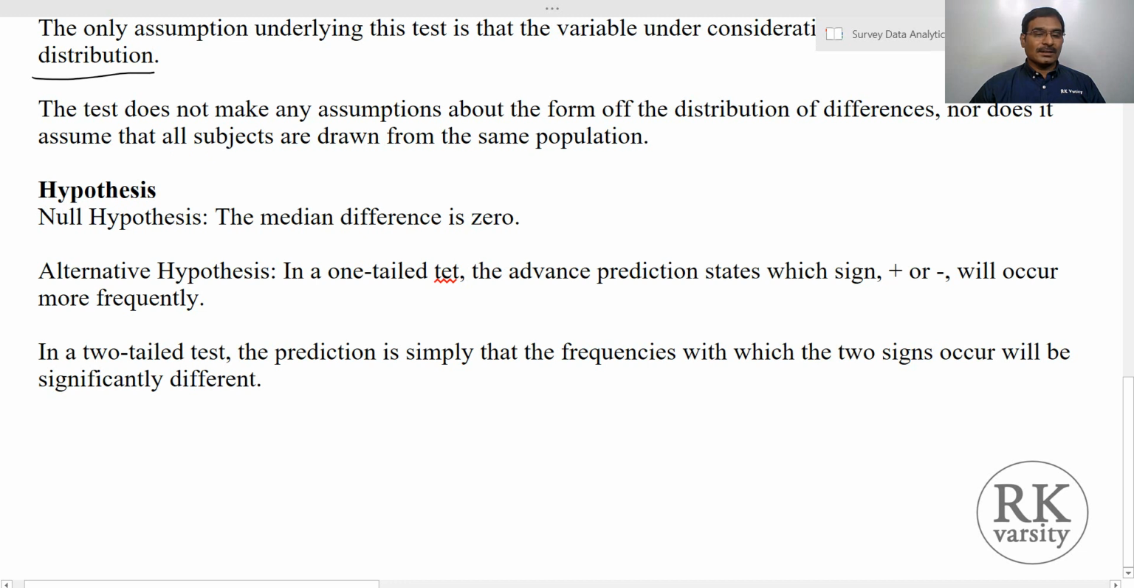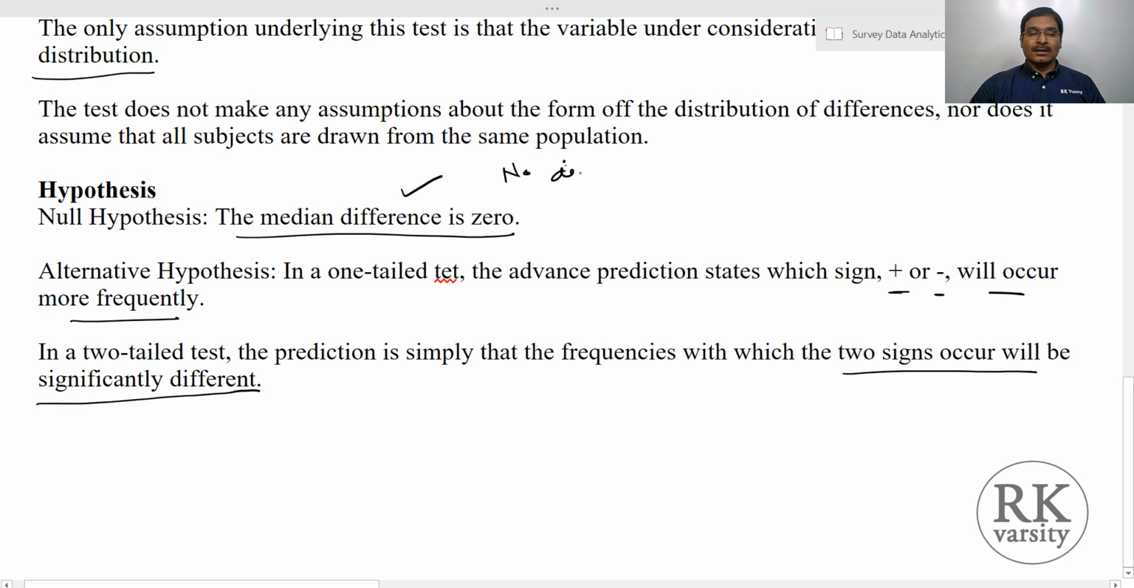Then the hypothesis. The null hypothesis is that the median difference is 0. Whereas for the alternative hypothesis, in a one-tailed test, the advance prediction states which sign, positive or negative, will occur more frequently. In a two-tailed test, it says that the two signs will be significantly different. So in the null hypothesis, there is no difference from the median. Whereas here we have a significant difference, and in a one-tailed test, positives are significantly different from negative values.